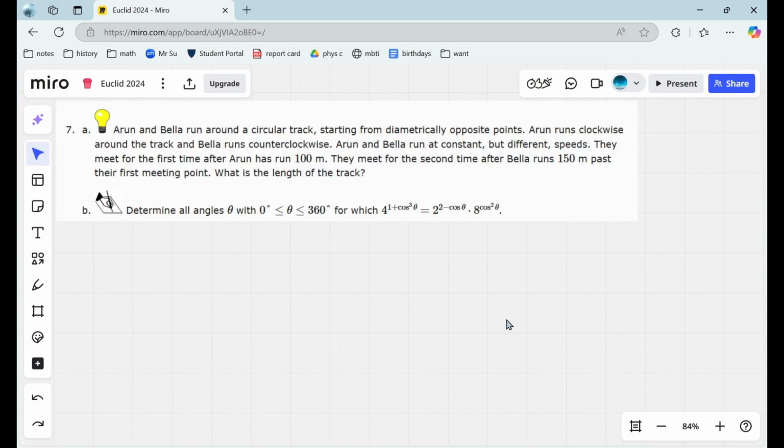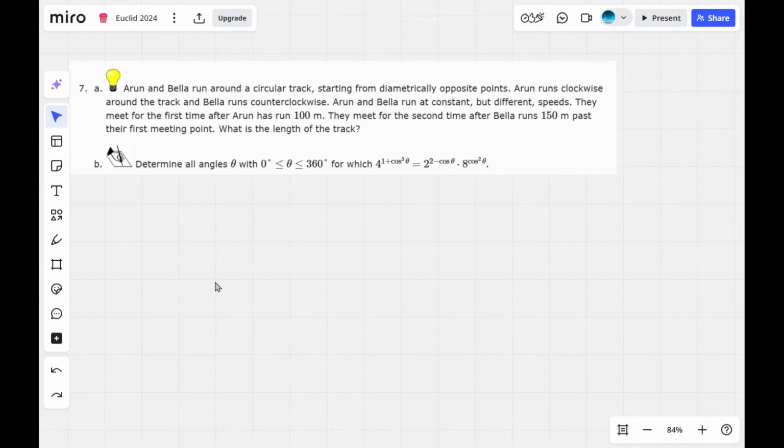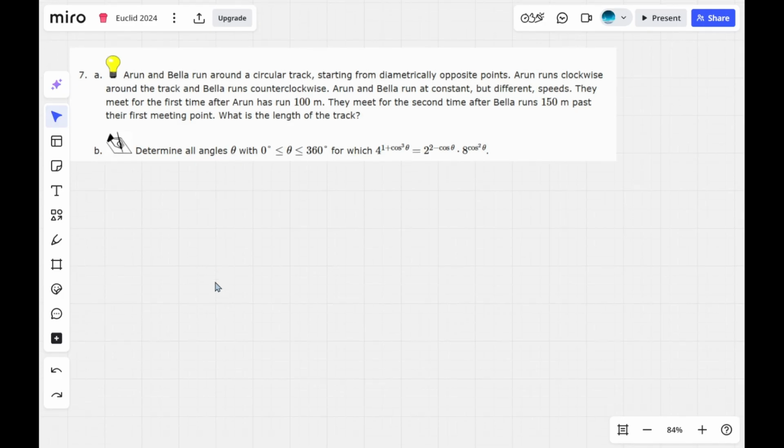Okay, so this is problem 7 from Euclid 2024. Problem 7a says, Arun and Bella run around a circular track starting from diametrically opposite points. Arun runs clockwise around the track and Bella runs counterclockwise. Arun and Bella run at constant but different speeds. They meet for the first time after Arun has run 100 meters, and they meet for the second time after Bella runs 150 meters past their first meeting point. What is the length of the track?